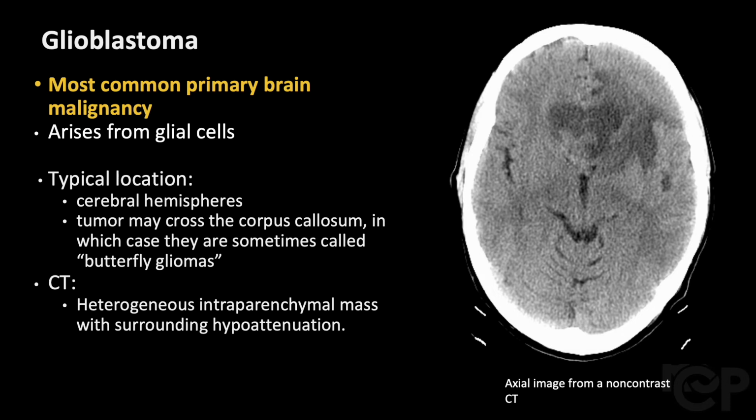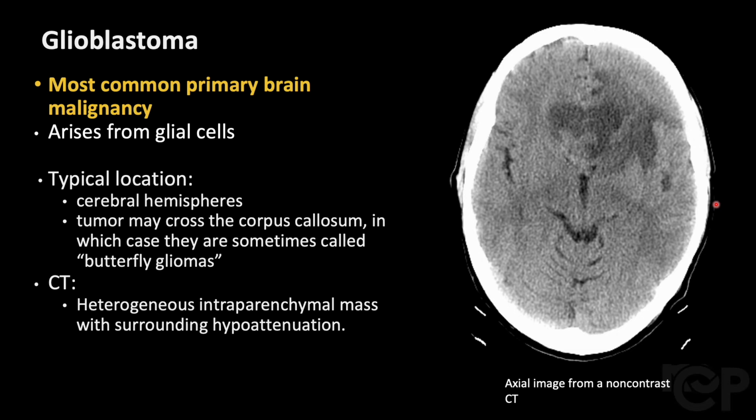It is typically located in the cerebral hemispheres and can cross the corpus callosum. In the case that it crosses the midline of the brain, it is sometimes called a butterfly glioma because it resembles the shape of a butterfly. This image on the right is an axial non-contrast head CT. For more information on how to differentiate types of images and how to develop an approach to reading different imaging modalities, keep an eye out for our videos on these topics.